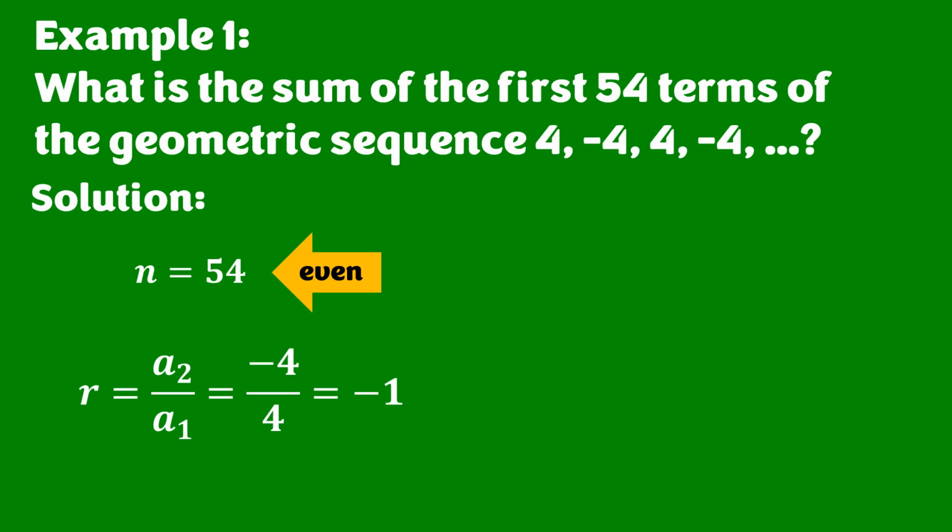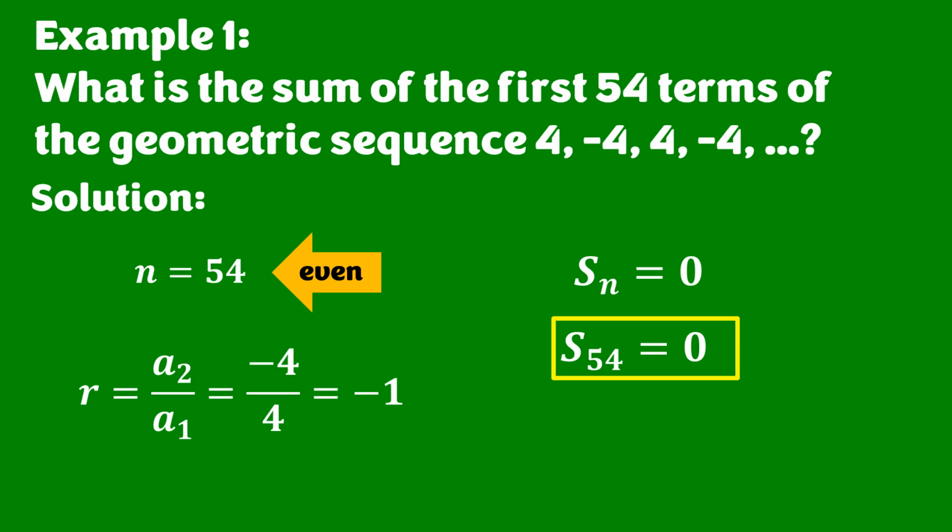The common ratio of the given geometric sequence in example number 1 is negative 1, and the value of n is even. So therefore, we will use the formula S sub n is equal to 0. So we will just substitute the value of n in the formula. So S sub 54 is equal to 0. So the sum of the first 54 terms of the geometric sequence 4, negative 4, 4, negative 4, and so on is 0.